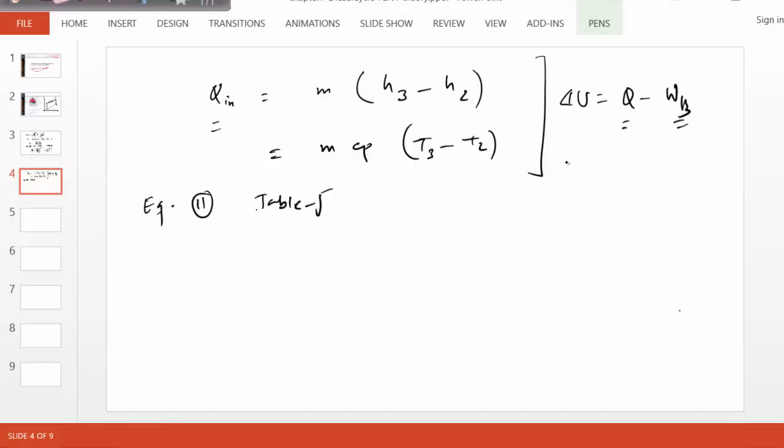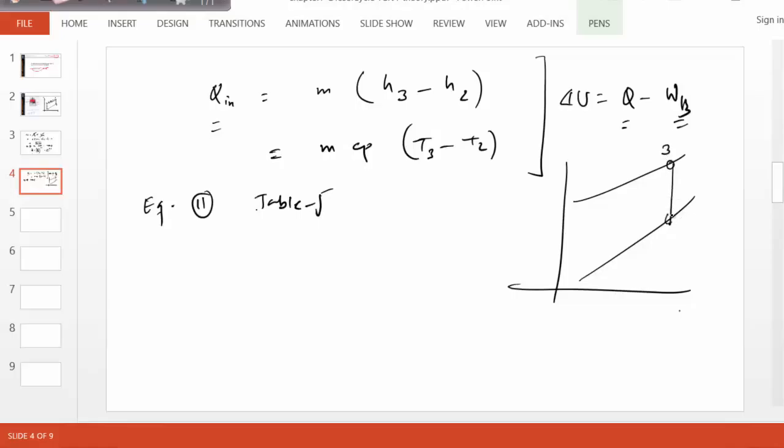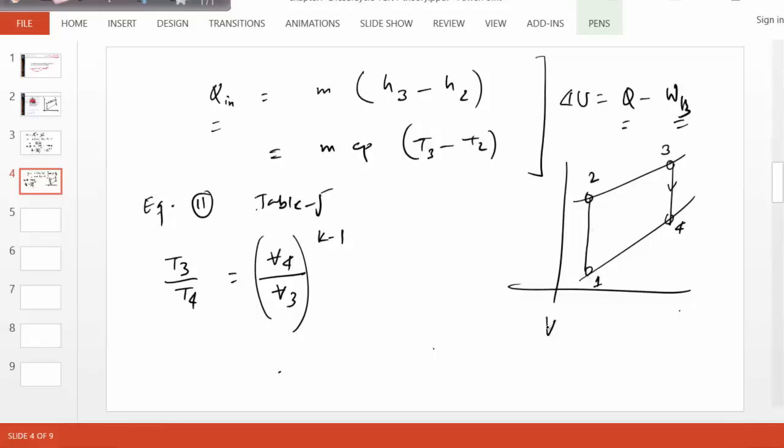And we notice that what happens in an isentropic expansion is that the temperature at 3 and temperature at 4 are related by volume at 4 over volume at 3 to the power K minus 1. But notice, unlike the Otto cycle, we cannot write volume 4 equal to these volumes. Volume 1 over 2 is R, our compression ratio, correct? But we cannot write that is the same as V4 over V3.